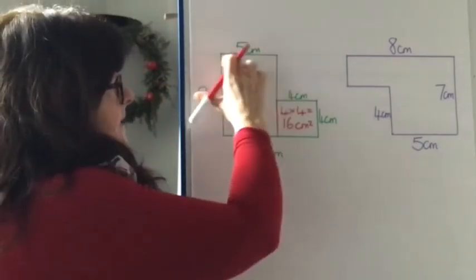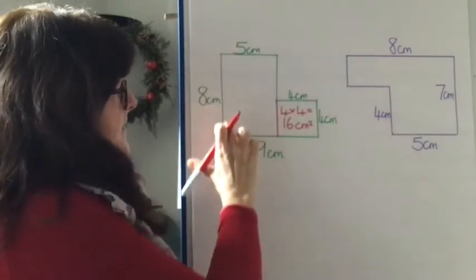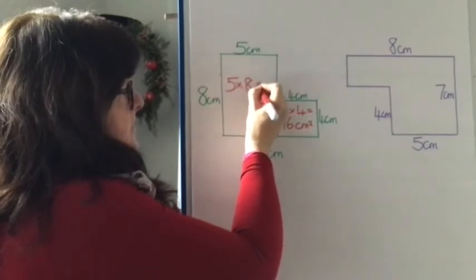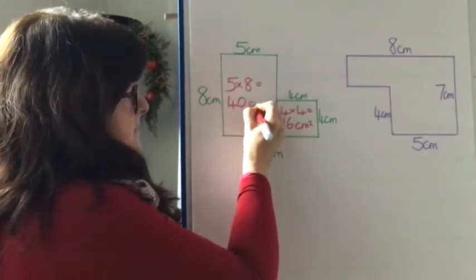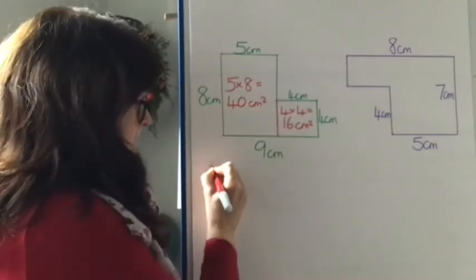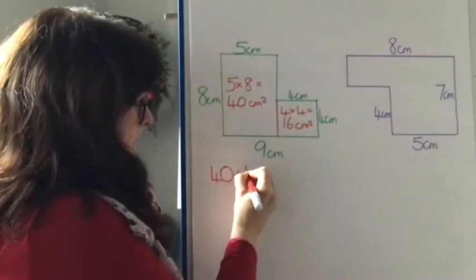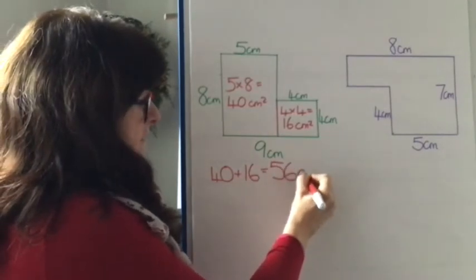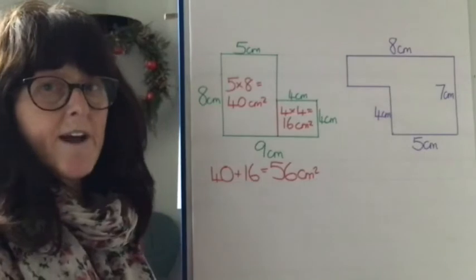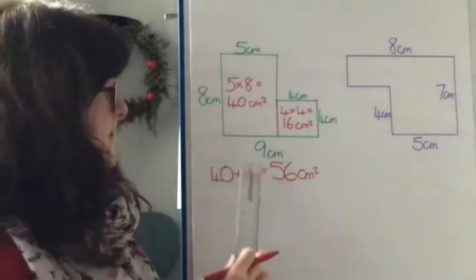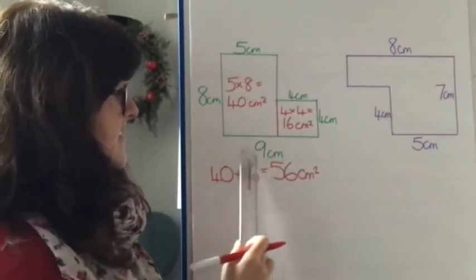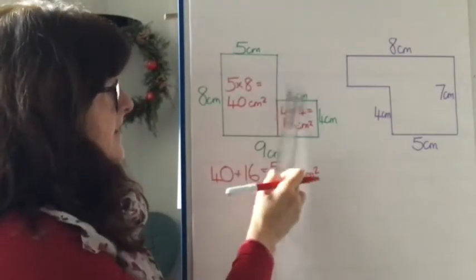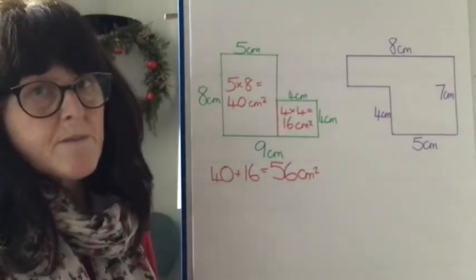I know that edge is 5, this edge is 8, so this would be 5 times 8, which equals 40 centimetres squared. And then down here I need to add 40 and 16 to find the total area, which is 56 centimetres squared. You might find that you're given a measurement that you don't need. We didn't actually need to know that that length was 9 centimetres. So it's not necessarily that you will use all of the measurements.